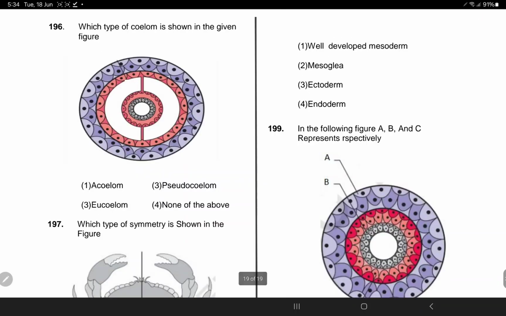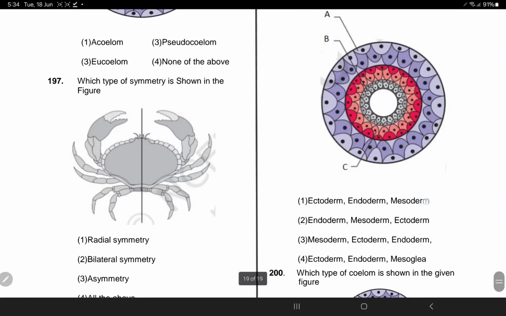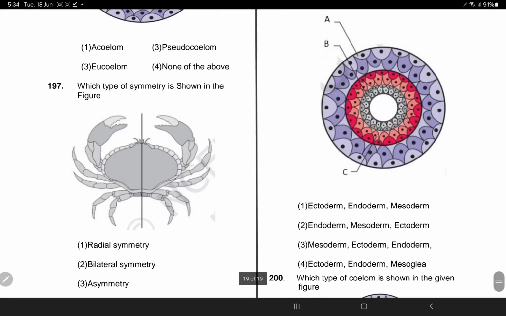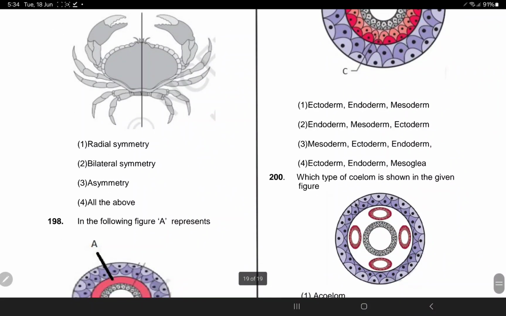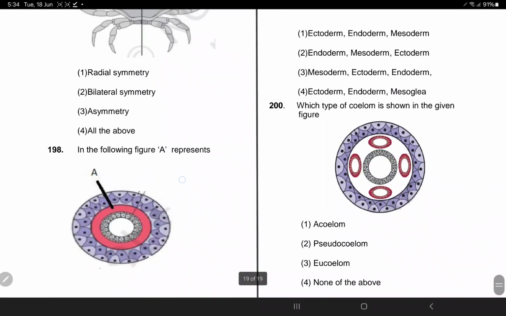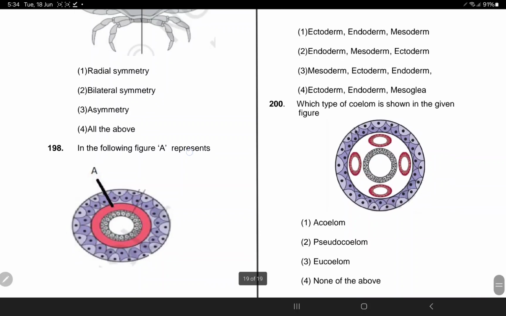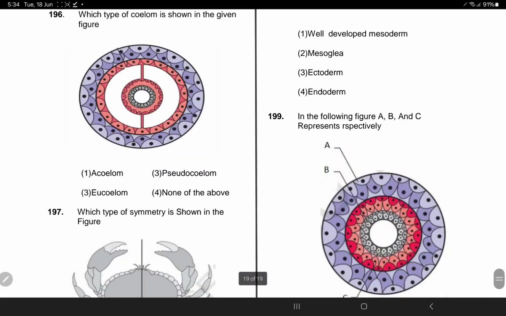So coming to the pictures, which type of coelom is present in the given figure? This is eucoelomate. Option 3 is correct. Which type of symmetry is shown in the figure? Bilateral symmetry. So option 2 is correct. What is A represented as? A is represented as mesoglea.